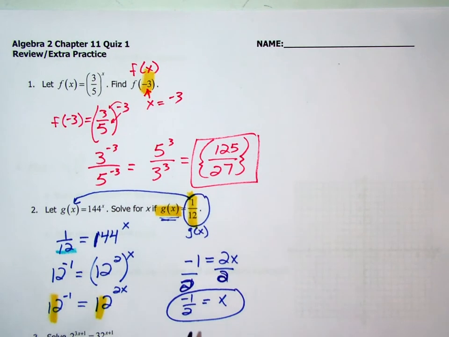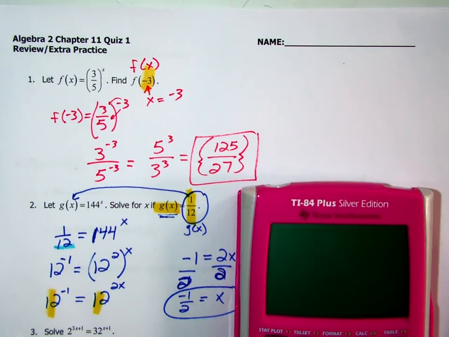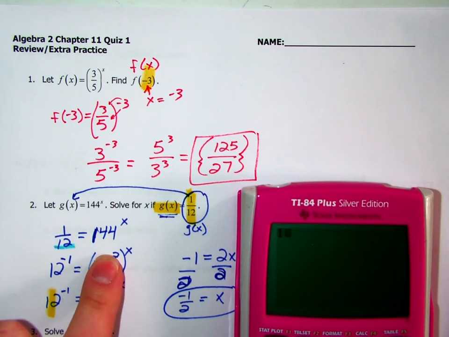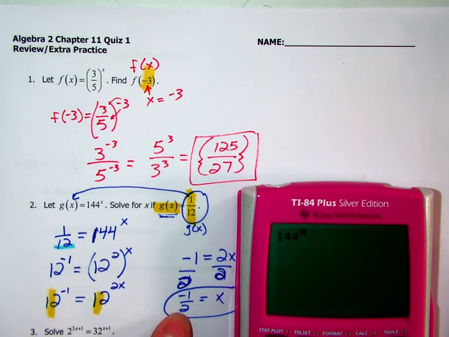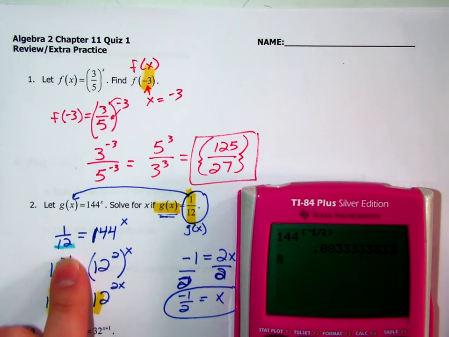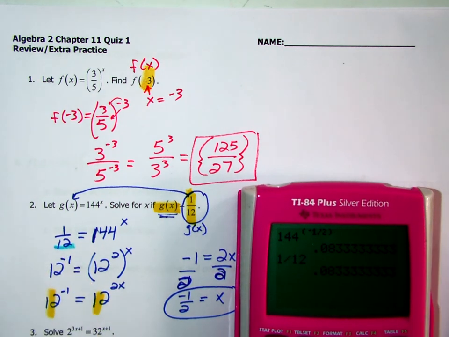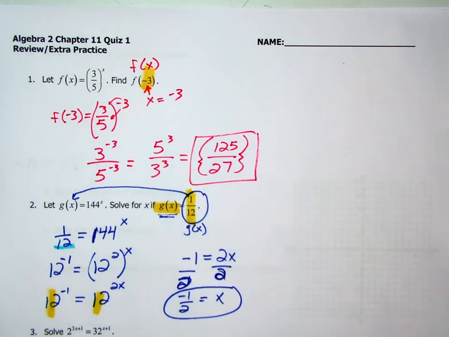And remember, you can always check that in your calculator, right? If we want 1/12 to be equal to 144 to the x power, we can go ahead and take out our calculator, clear everything out, and do 144 to the, we're trying to do negative 1/2. So you could either put it in as a fraction or just in parentheses, negative 1 divided by 2. And because this is also 1/12, we can just do 1 divided by 12 here, and we can notice that those are equivalent, which means we are on the right track, and that's the right answer. Okay?